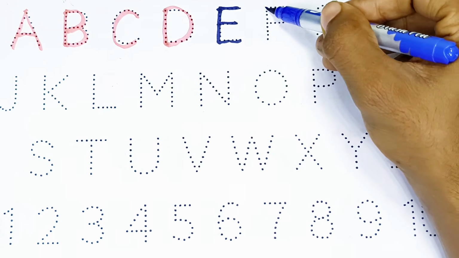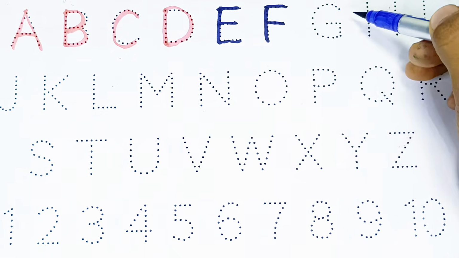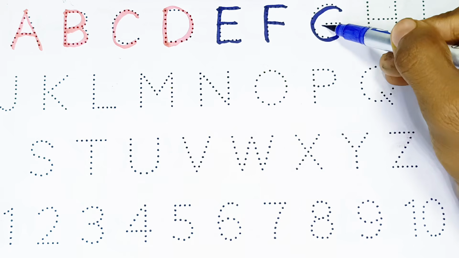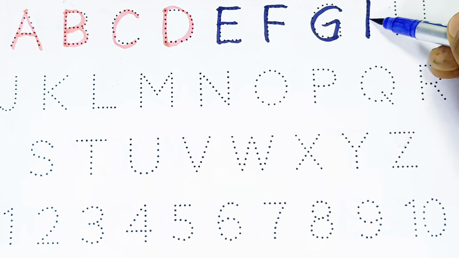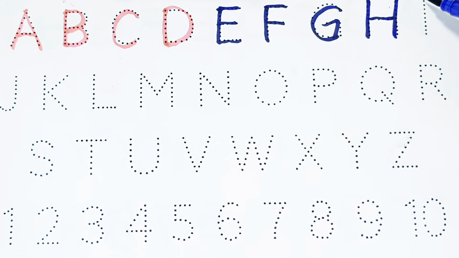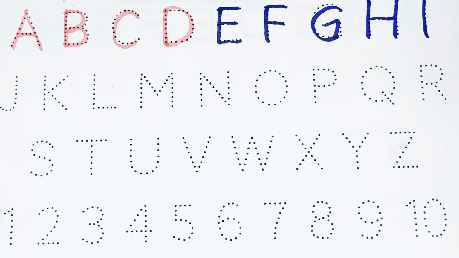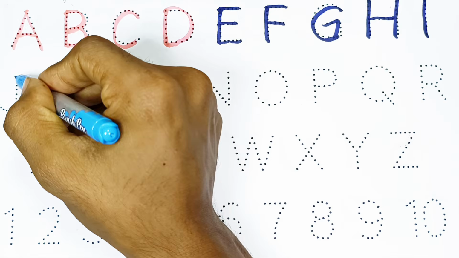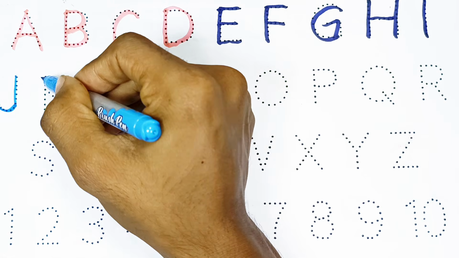E for elephant. F for fish. G for guard. H for helicopter. I for ice cream. Kids, now you draw J. The alphabets of J. J for joker.